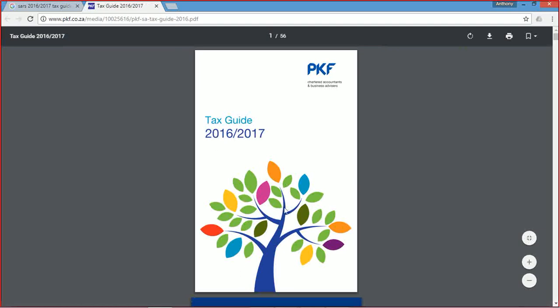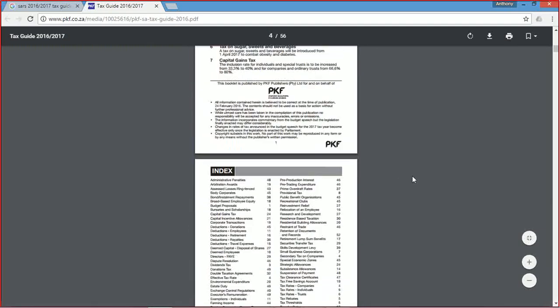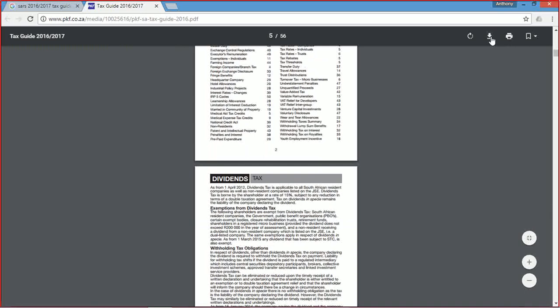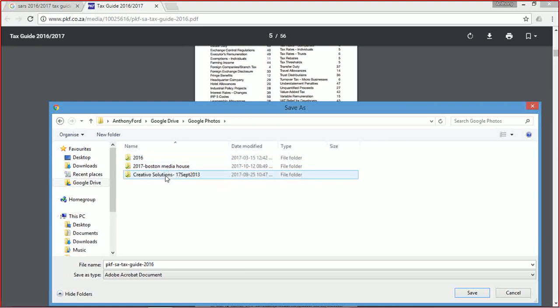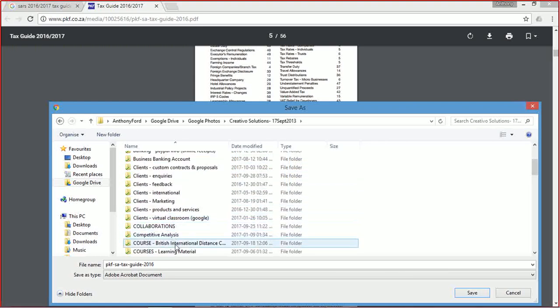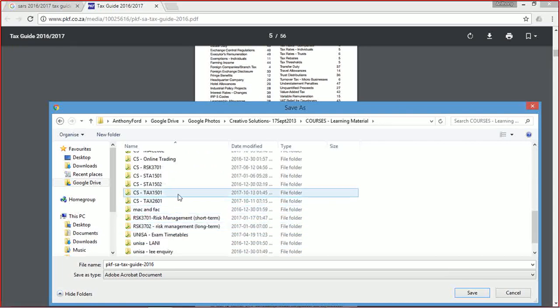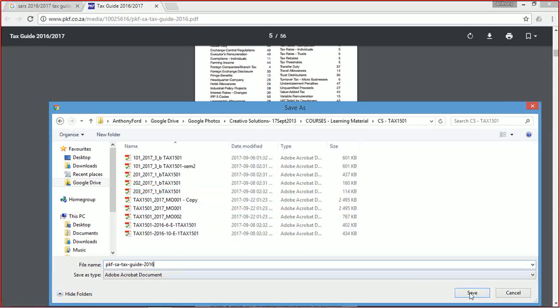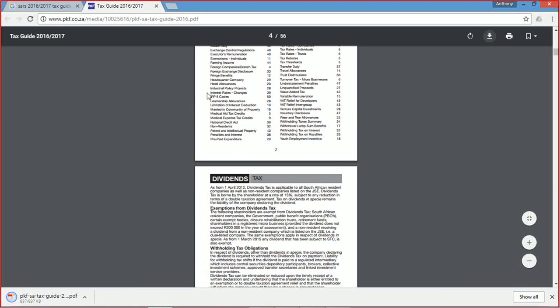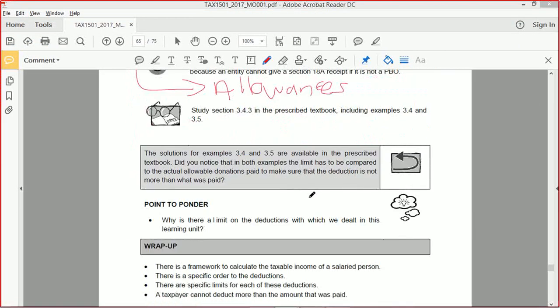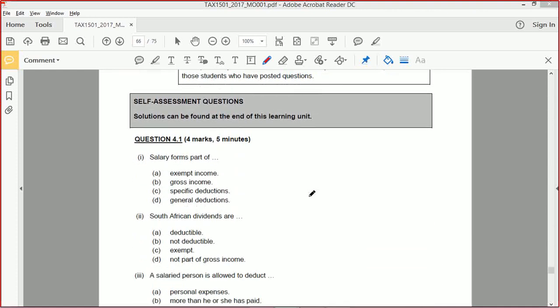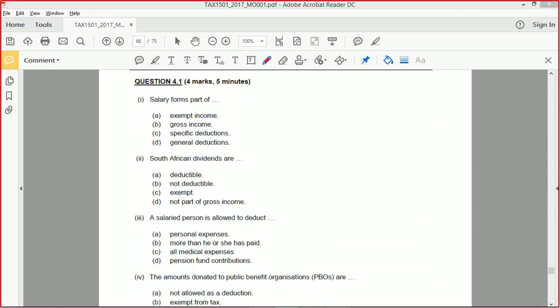Here's the 2016/2017 tax guide. Right, so anything in this tax guide is examinable for you for this semester. That's the legislation that you're going to be looking at. Right, perfect. So that's what we're going to be focusing on here in terms of the deductions. Have you looked at these questions here at the end of the book? Did you have time to go through those?